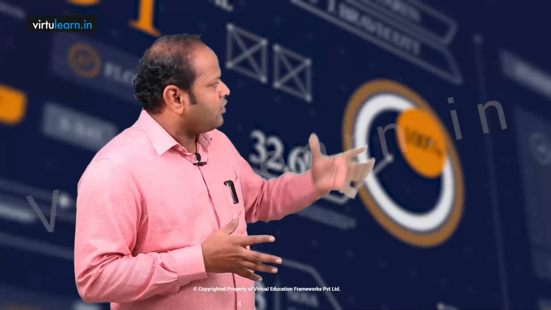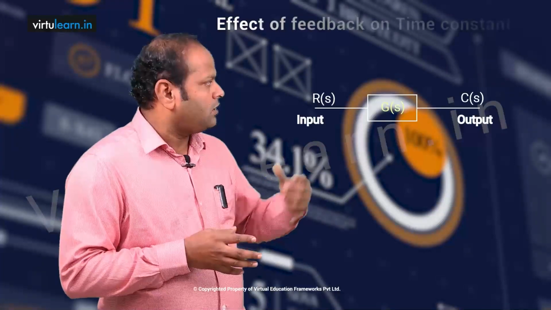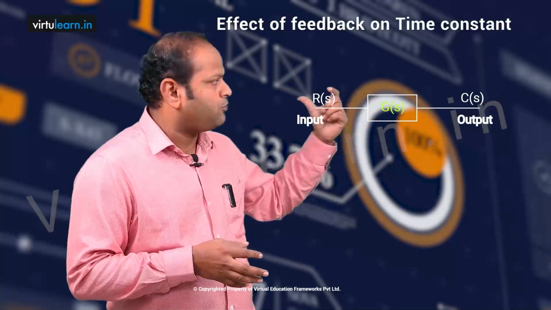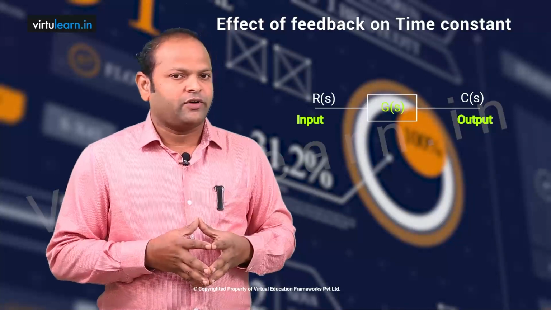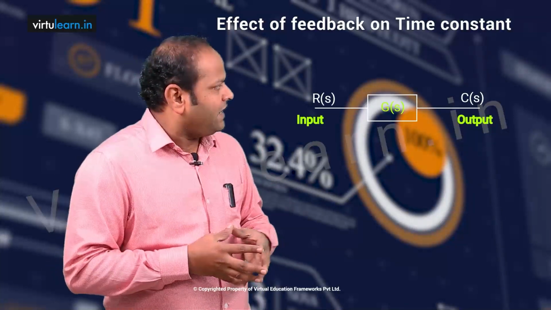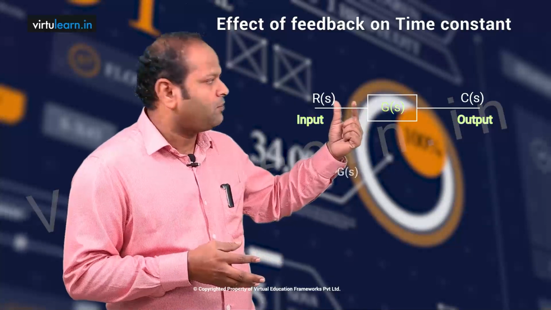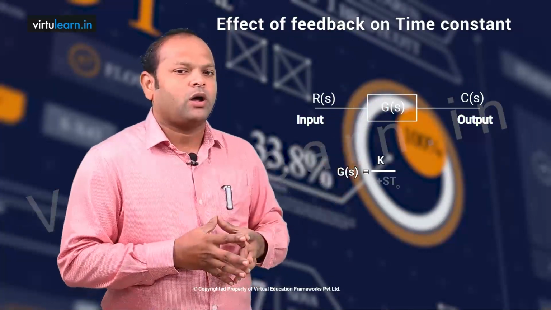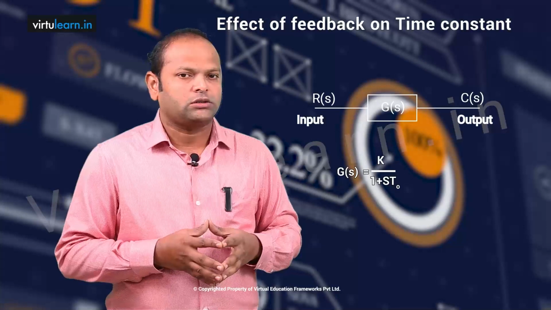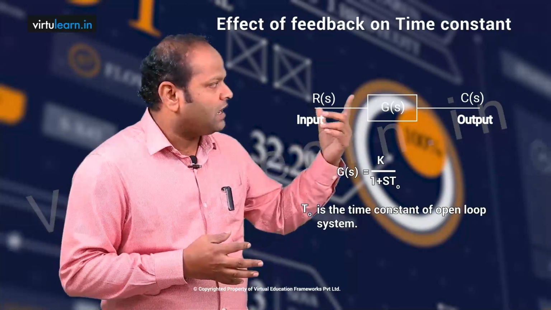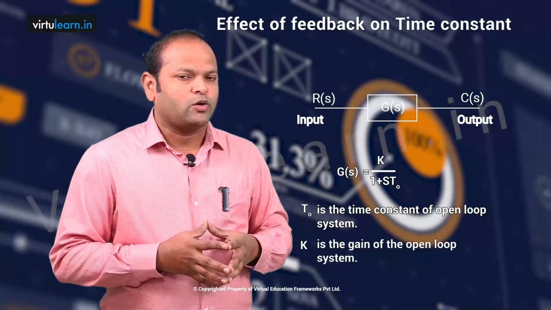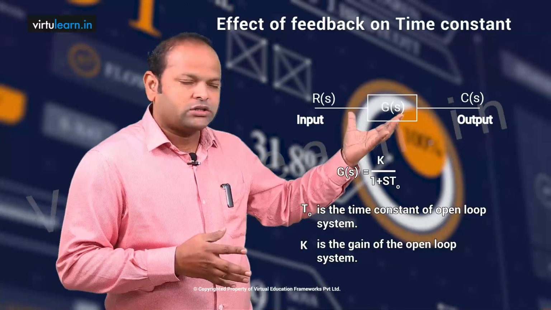Now let us take again a non-feedback system, which is open loop. I am taking this as G, with input and output, and I am just going to look at its dynamics. For example, if I take G of S as K divided by 1 plus S T naught, then T naught is the time constant of my open loop system, and K is the gain of the open loop system.